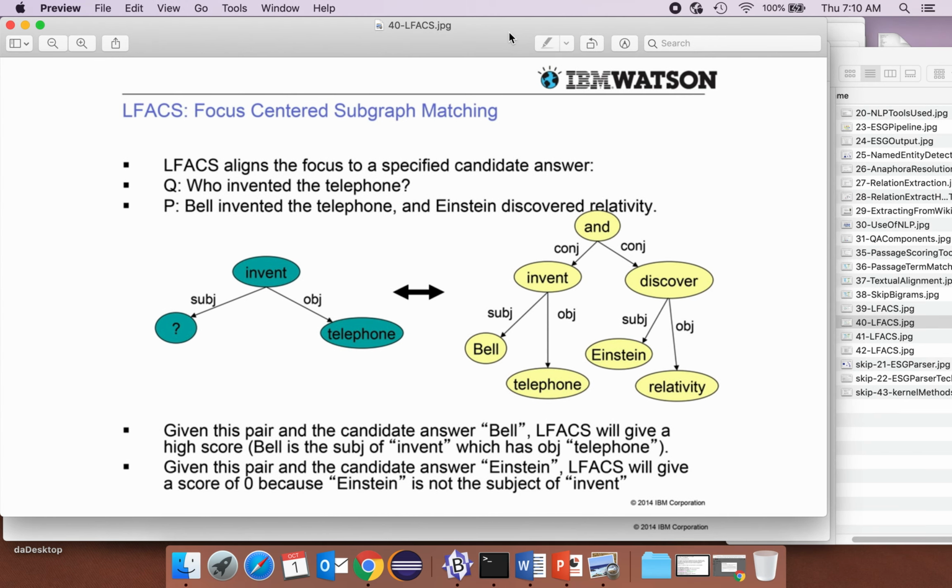Here is a sentence: Bell invented the telephone and Einstein discovered relativity. And so the question is, did Einstein invent the telephone? Let's see whether we can match this. Bell invented the telephone and Einstein discovered relativity. So as you can tell, no. We have evidence that Bell invented the telephone, so we do the subgraph matching, but we don't have this one over here.